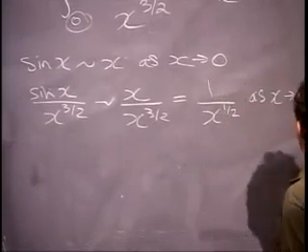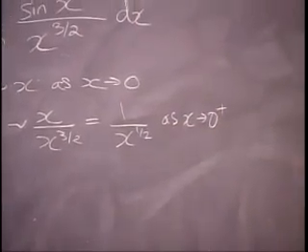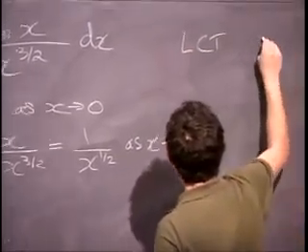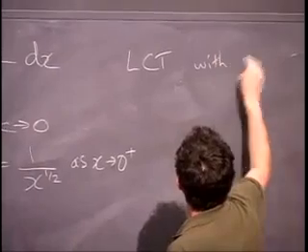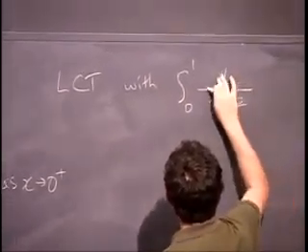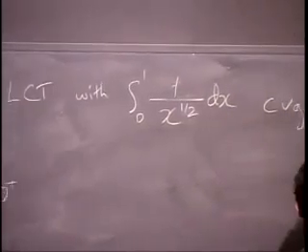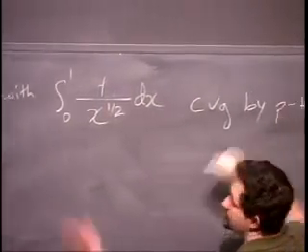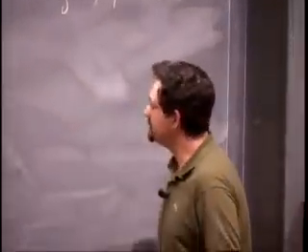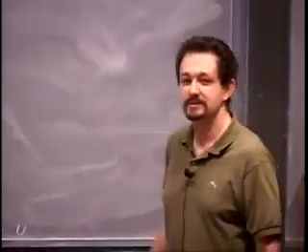As x goes to 0, again, I better take 0 plus because I'm taking square roots. So this one can be solved by the limit comparison test with the integral from 0 to 1 of 1 over x to the 1/2, which converges by the p-test. So the original one converges. Again, more work is needed, but that is the guts of the proof. Any questions about that one? Question, yeah.